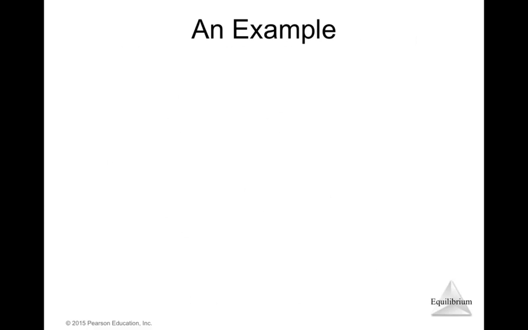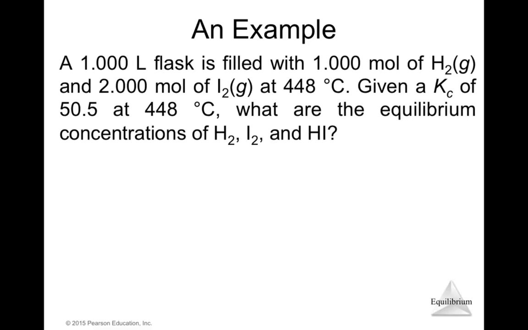So let's do another example now using concentration instead of partial pressures, okay? A 1.0 liter flask is filled with 1.0 mole of hydrogen gas and 2.0 moles of iodine gas at 448 degrees. Given a Kc of 50.5 at 448 degrees Celsius, what are the equilibrium concentrations of hydrogen, iodine, and hydrogen iodide?